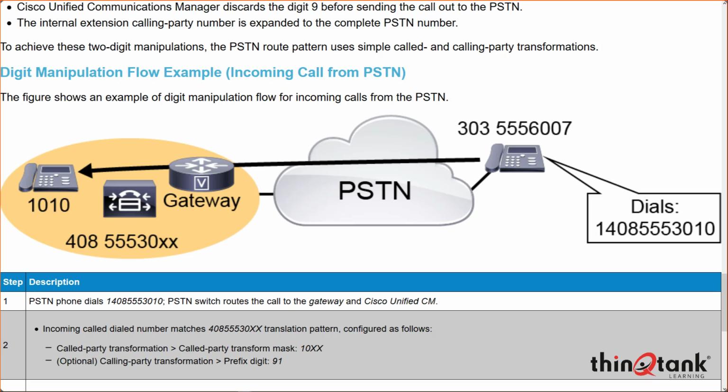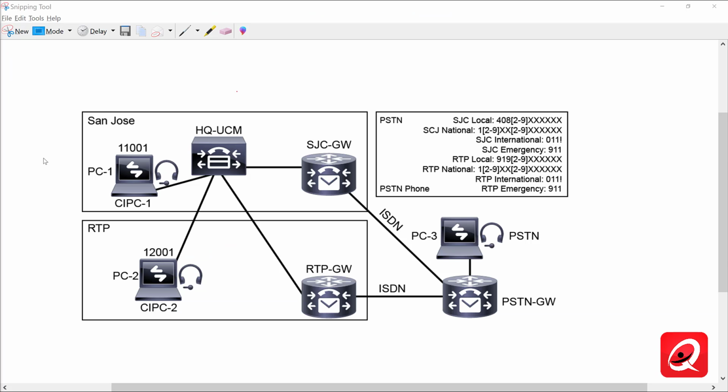All right, so now let's get into Discovery number 12, implementing PSTN calling using MGCP gateways. We're going to move into Discovery number 12. Discovery 12 is implementing PSTN calling using MGCP gateways.